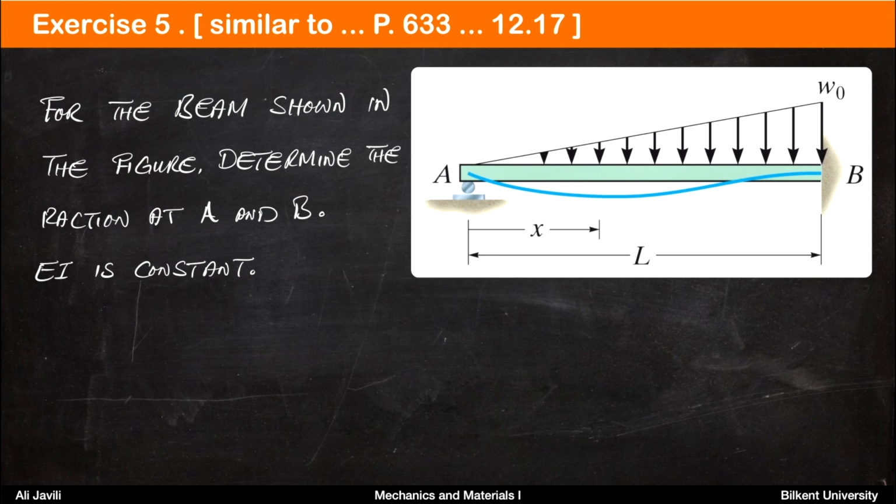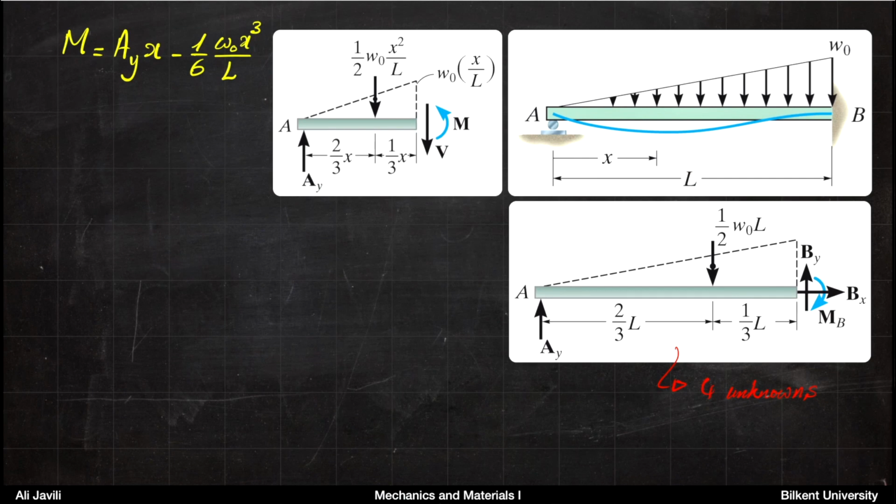Exercise 5 in this lecture is similar to problem 12-17 on page 633 of the book. For the beam shown in the figure, determine the reactions at A and B. And then again, you can assume EI is constant. Now, if you look at the beam, you can clearly see that it's statically indeterminate because it is clamped on the right-hand side. So you would get 3 reactions already at B, but also you have 1 reaction at A. So we have a statically indeterminate system, and we need to calculate the reactions at the supports.